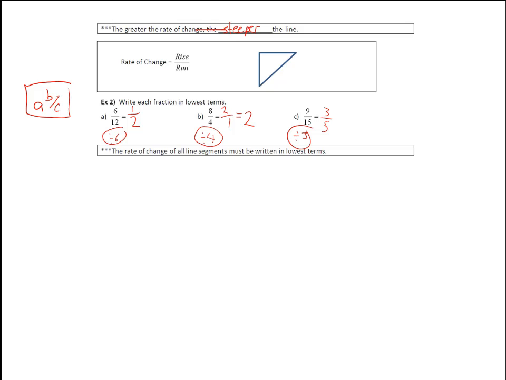This is review from Unit 1, so I'm not going to go too in-depth with that. Remember to use your ABC button. That should help you out with fractions.